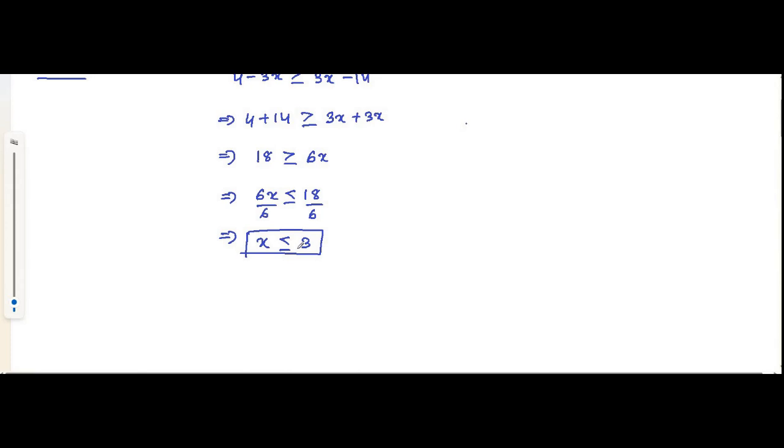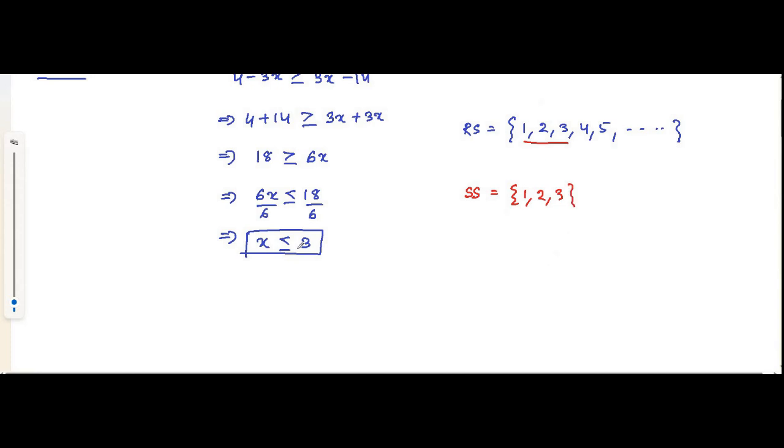Now the replacement set is the set of natural numbers starting from 1, 2, 3, 4, 5 and so on, like that. So from this we have to pick the solution set which satisfies this condition, x lesser than or equal to 3. So if you see these three values 1, 2, 3, they satisfy the criteria. So the solution set is 1, 2, 3. Okay, this is the solution set.